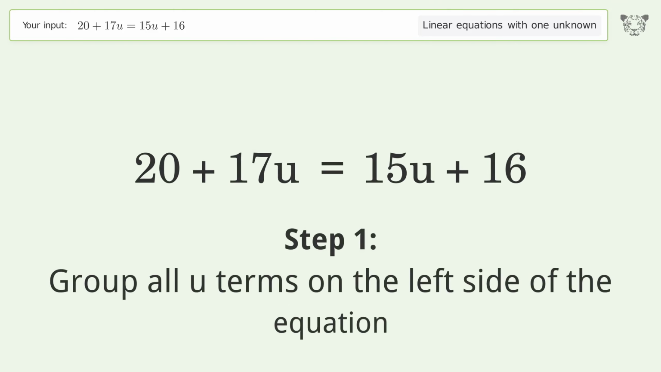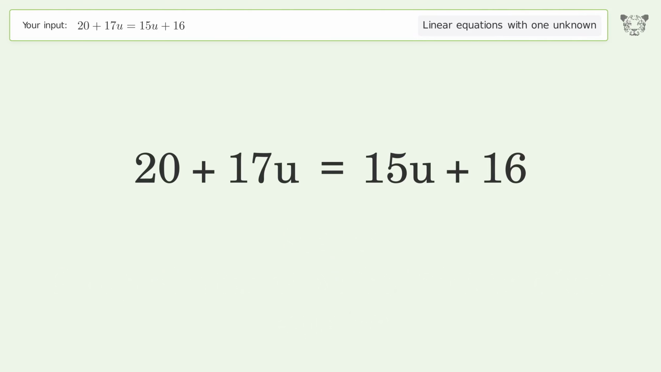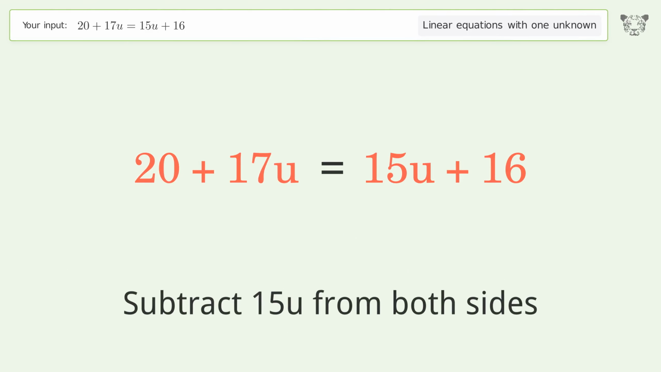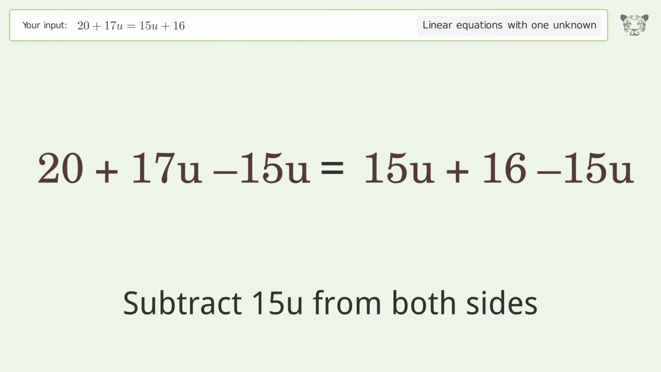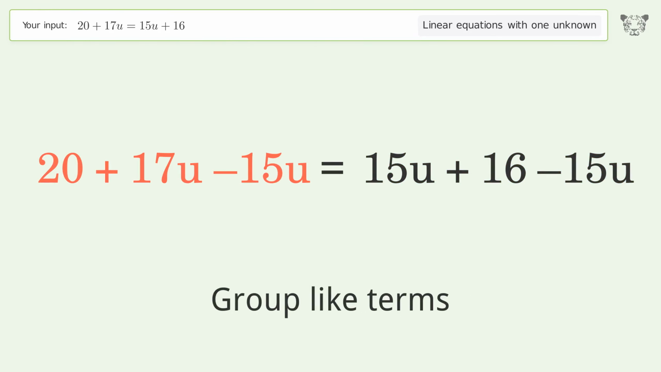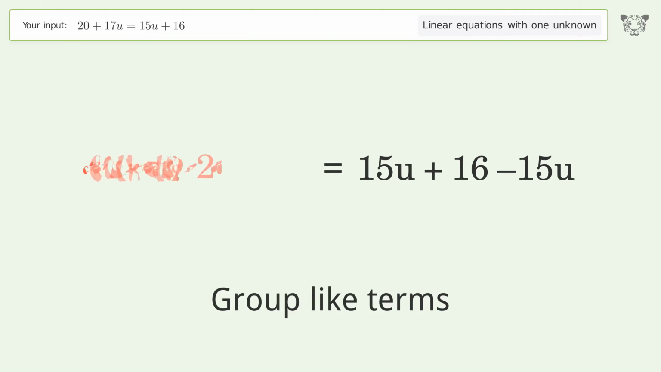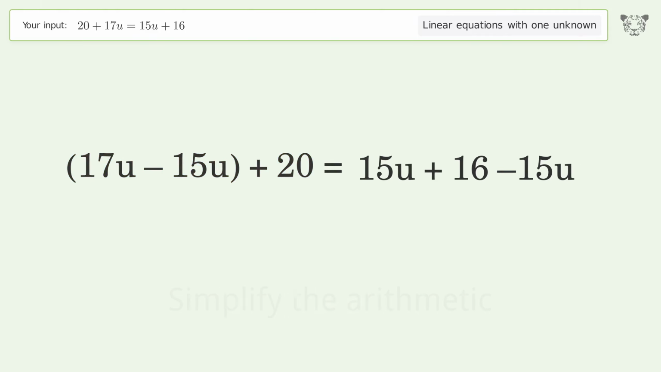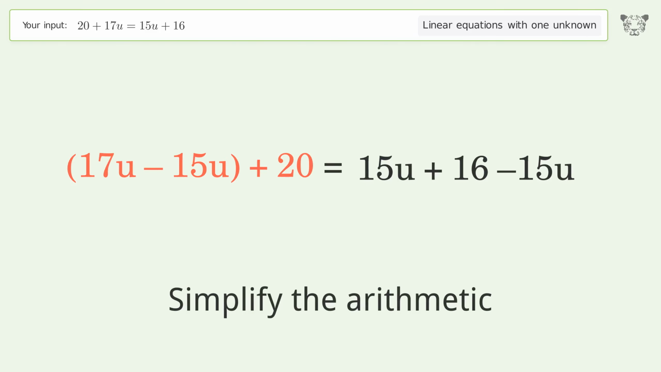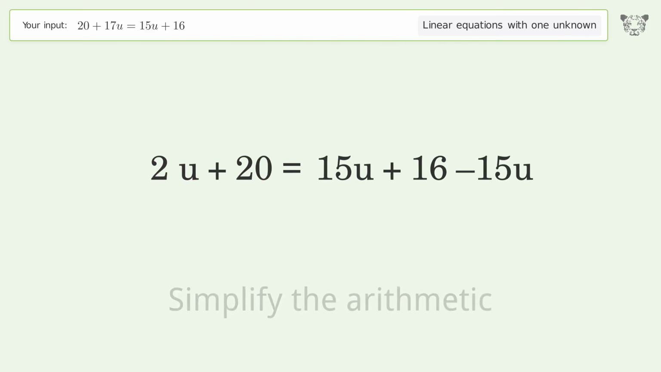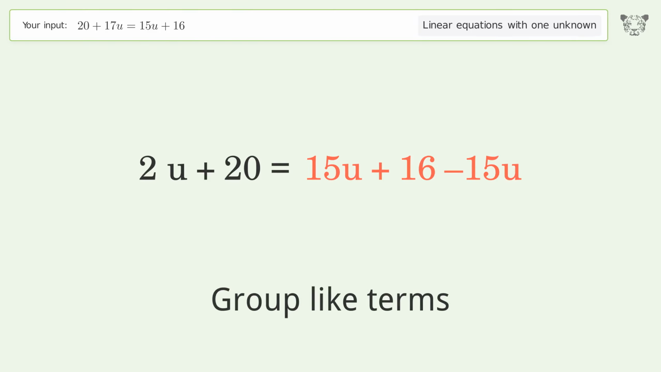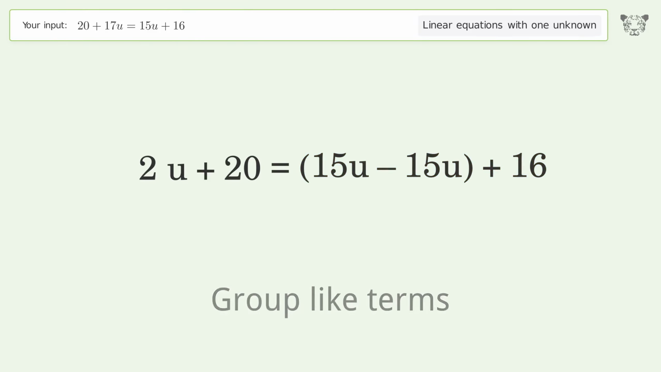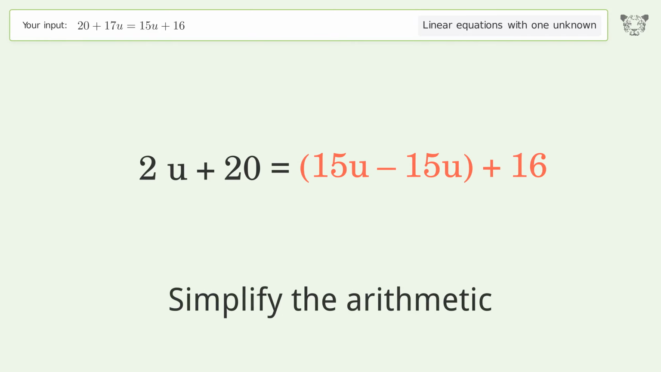Group all u terms on the left side of the equation. Subtract 15u from both sides. Group like terms. Simplify the arithmetic. Group like terms. Simplify the arithmetic.